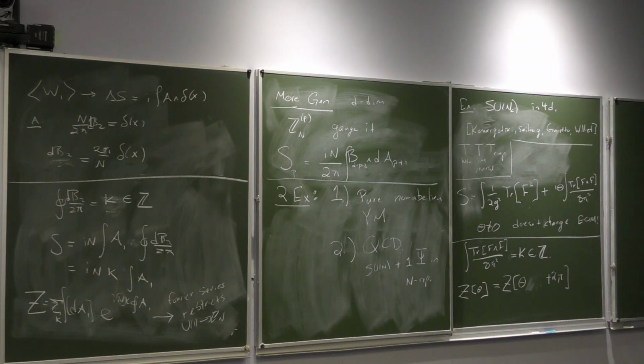e to the little n times n z minus 1 over 2n times integral b2 at b2 over 2 pi. So n and c are the same here? Yes. Sorry. Okay. That's right.